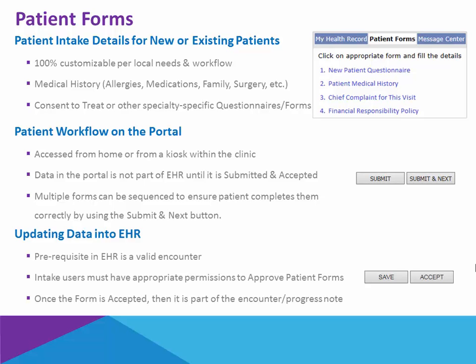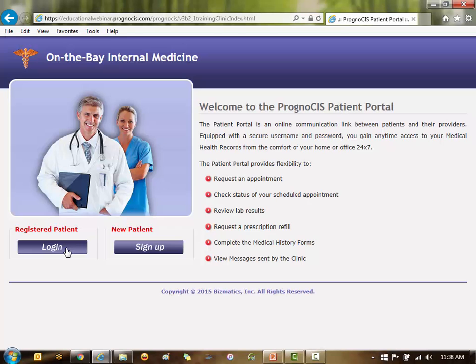Once the data has been submitted over to EHR from the portal, the only prerequisite is that the patient have a valid encounter in the EHR system, and then the users responsible for the patient intake do have to have the appropriate user permissions to approve patient forms. Once the form is accepted, it is then part of the encounter and therefore part of the progress note. So we're going to look at both parts of this process.